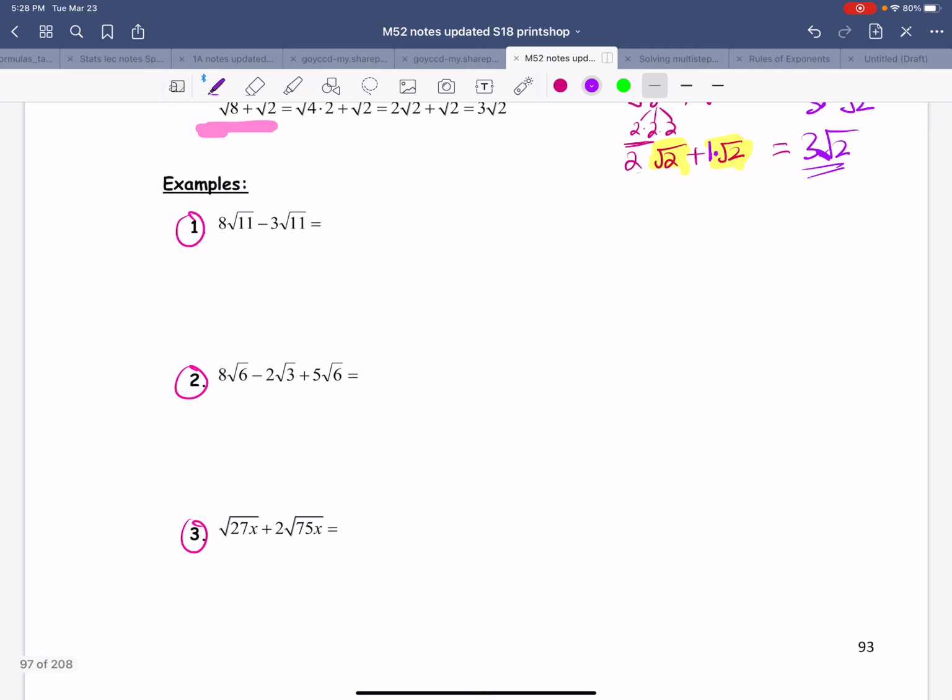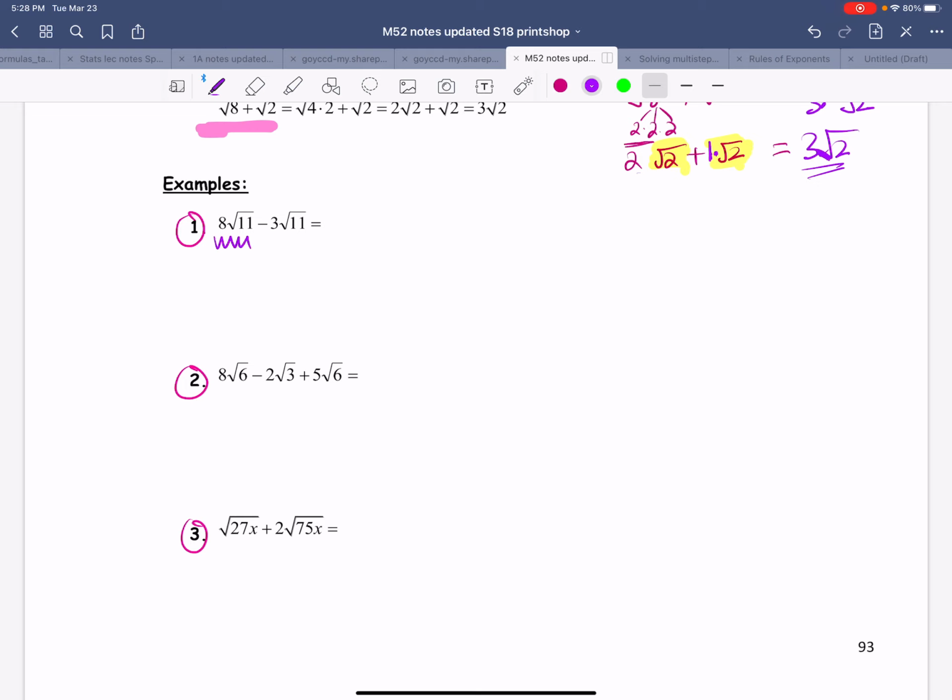Okay, let's look at several examples now of adding and subtracting radicals. Again, keep in mind we can only add or subtract radicals if they are like radicals. Like radicals means the index has to be the same and the radicand has to be the same. The number inside the root has to be the same and the number in the pocket has to be the same. Only then are they like radicals and we can combine.